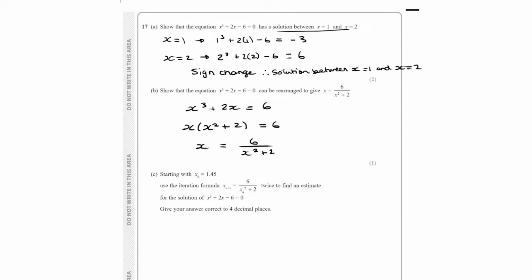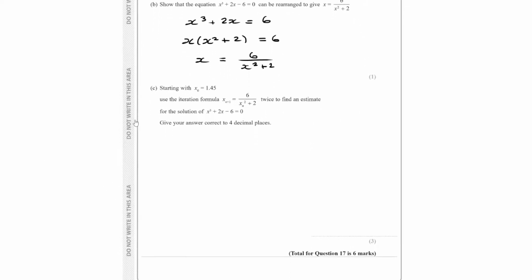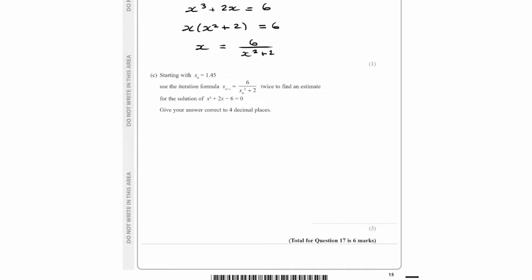That's 1 mark. And then part C is the actual bit that relates to the iterative process. Starting with x0 is 1.5, so that's your starting number. This is basically an estimate for their solution, right? You know how they originally said it's between 1 and 2? They're just starting with this number as an estimate.